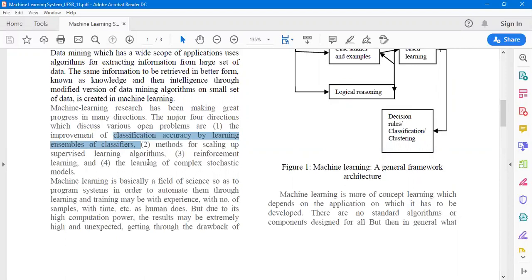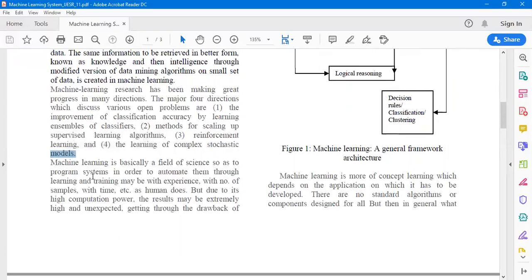Okay, whether it is closed, it is weeping, a person is crying, and so on. So, what are the classifiers? Then method of class scaling up supervised learning algorithms. Reinforcement learning is one of the directions, and learning of complex stochastic models.